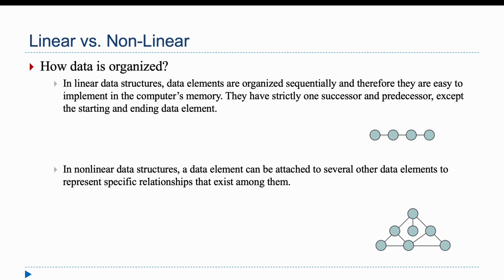Linear data structures are the simplest and most common type of data organization. In this type, data elements are arranged in a sequential manner, making it easy to implement in computer's memory. They have a strictly defined one successor and predecessor except for the starting and ending data elements. Some examples of linear data structures are arrays, stacks, queues, and linked lists.